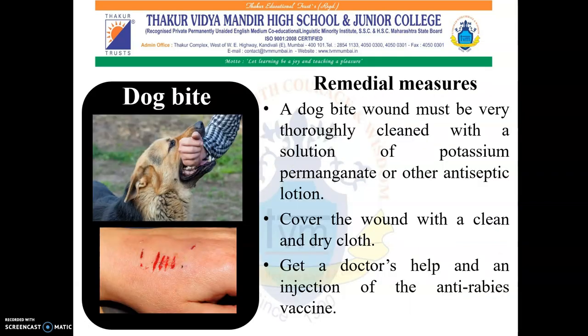Remedial measures for dog bite. In a dog bite, there is a risk of infection through the blood and hence first aid and medical help are necessary. A dog bite wound must be very thoroughly cleaned with a solution of potassium permanganate or other antiseptic lotion. Cover the wound with a clean and dry cloth. Get a doctor's help and an injection of the anti-rabies vaccine.